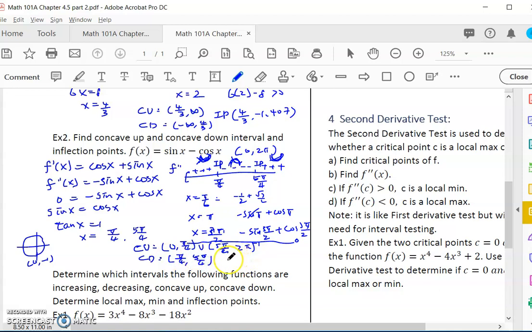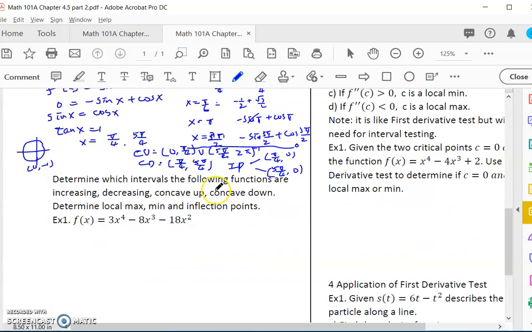And what are our inflection points? There are two inflection points. One is at pi over 4. If I plug pi over 4 into the original equation, it will be root 2 over 2 minus root 2 over 2, which is 0. And then also 5 pi over 4, also 0, because both of them are negative. So we have two inflection points.